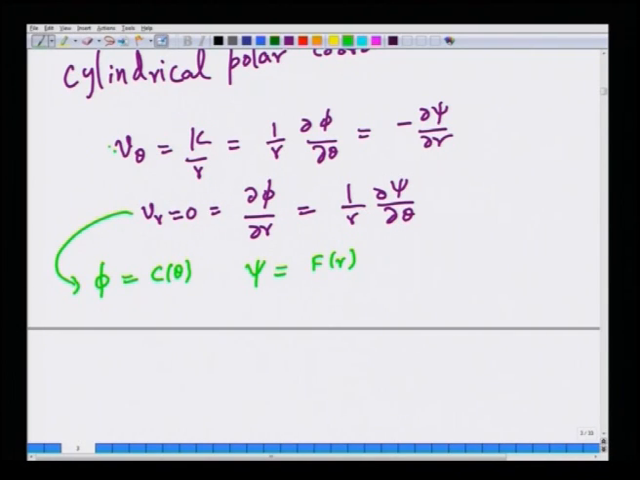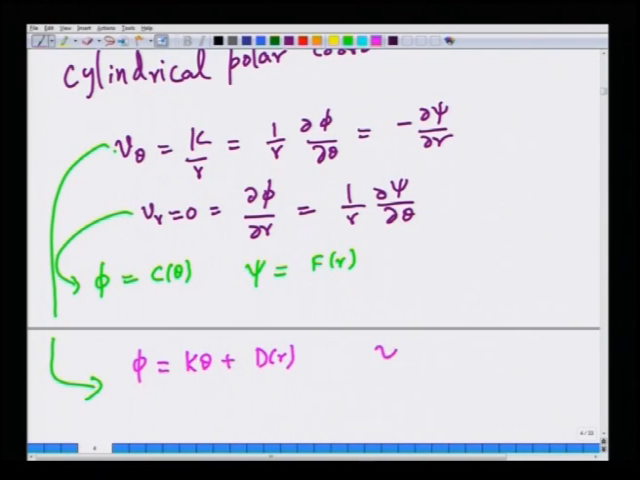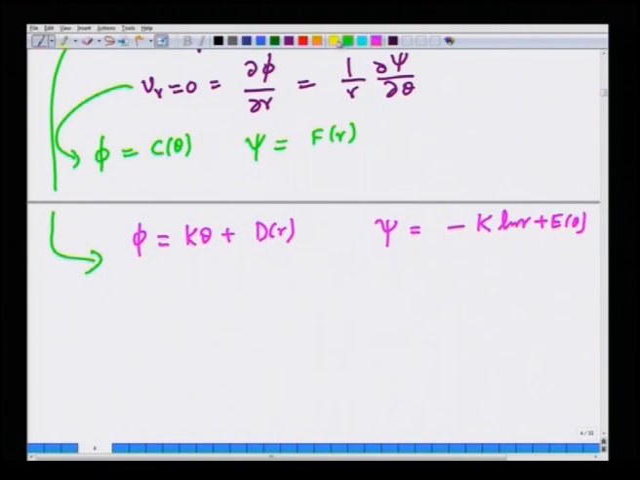Now, if you integrate that equation, we will get phi is k theta plus a constant which could be a function of r, and psi becomes minus k log r plus some constant which could be a function of theta. If you compare all this, you finally get this. So, these constants must be identically 0, since phi is already k theta.